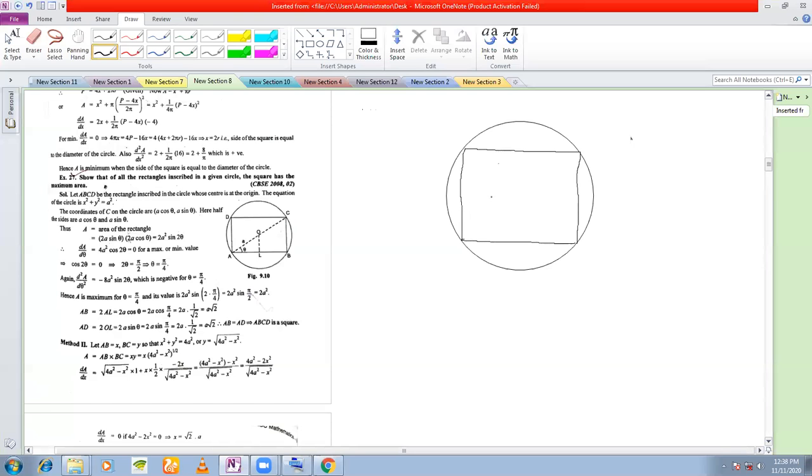Okay, so let us say that I have a circle and I have a rectangle inside this. This is the center of the circle.